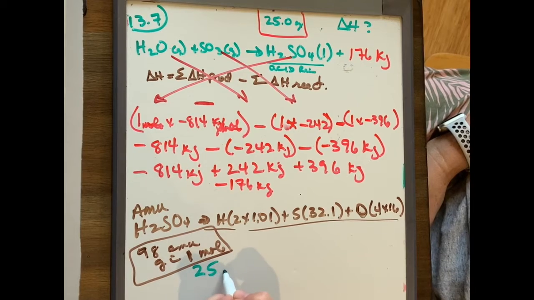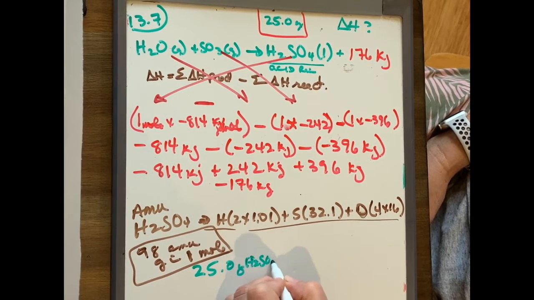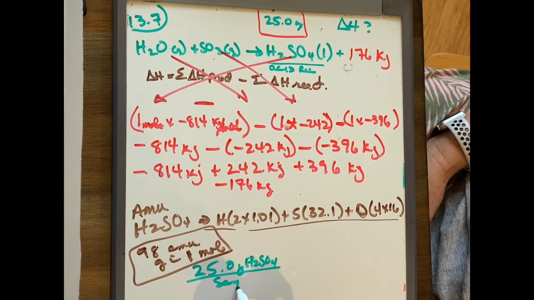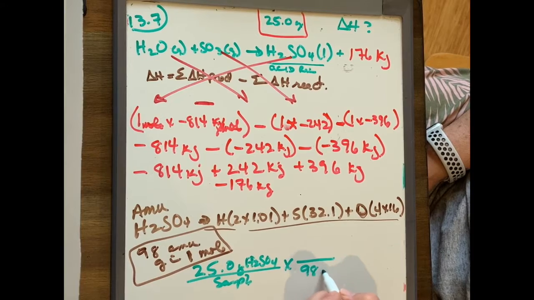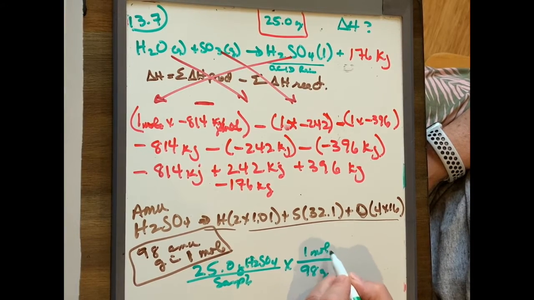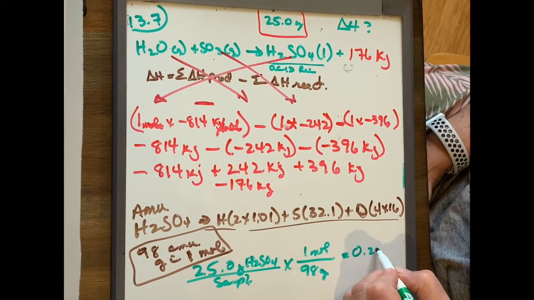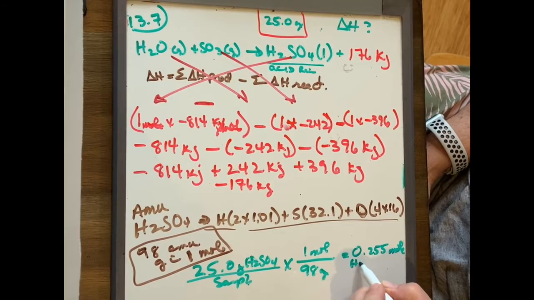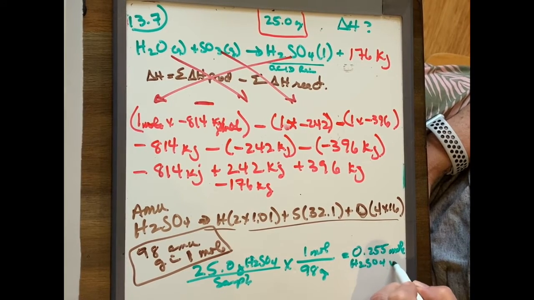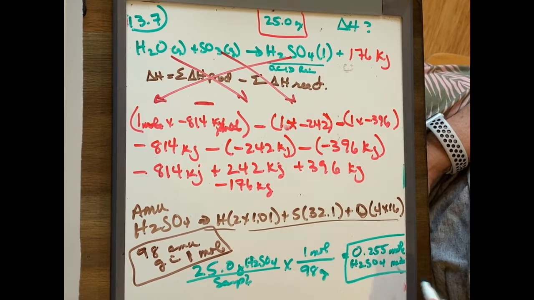25 grams of H2SO4. That's our sample. And we're going to get out of grams by saying 98 grams in 1 mole. So we can get out of that, and we should get 0.255 moles used, or made in this case. So we have that amount.